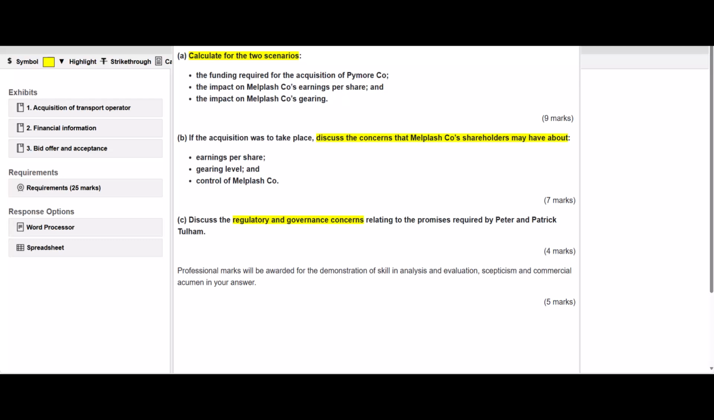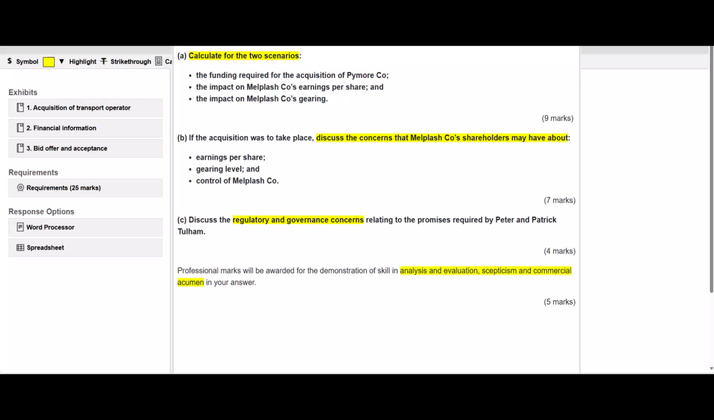Part B, if the acquisition was to take place, discuss the concerns that Melplash's shareholders may have about those 3 things there. So this is a discussion part. And then part C, discuss the regulatory and governance concerns relating to the promises required by Peter and Patrick Tullum. Now in this one, we've got professional marks. So we've got analysis and evaluation, skepticism, and commercial acumen.